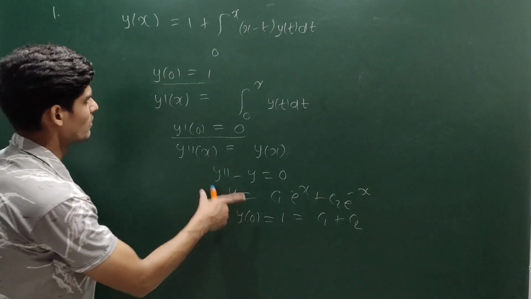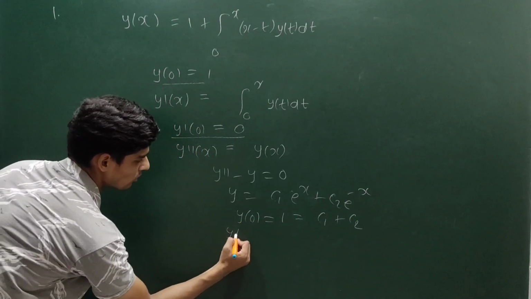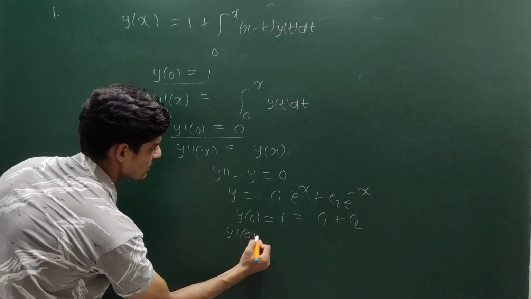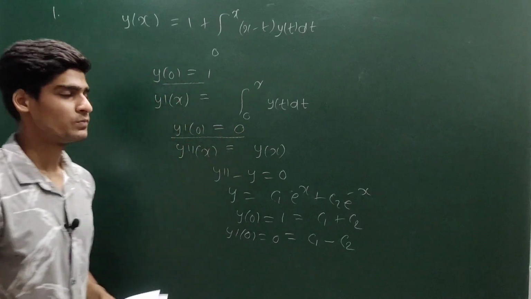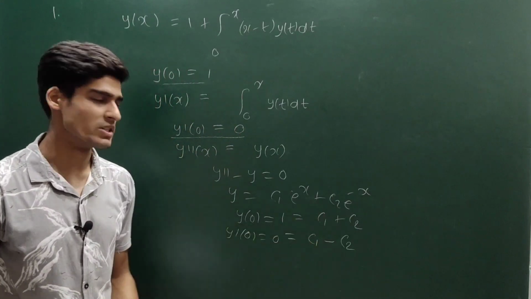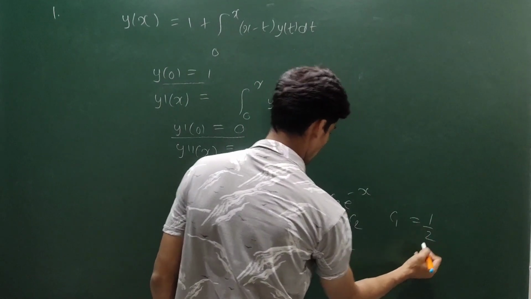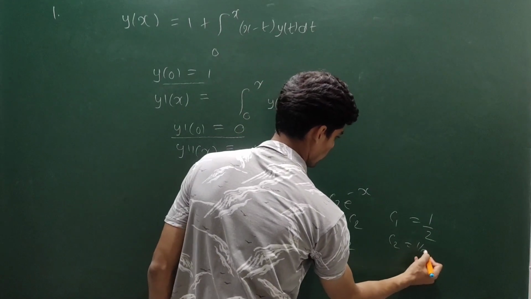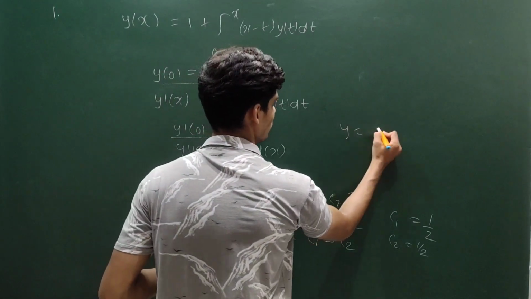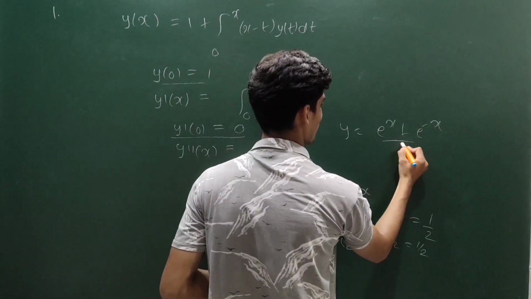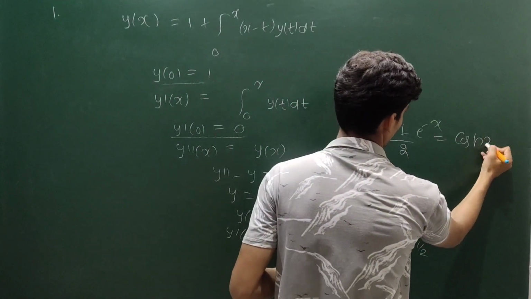Y at 0, your value is 1. So this is c1 plus c2. Now y dash at 0 is 0. If you take the derivative, it will be c1 minus c2. So c1 minus c2 is 0 and c1 plus c2 is 1. If you add these two, you are going to get c1 is 1 by 2 and c2 is 1 by 2. So your y is equal to (e power x plus e power minus x) by 2. This is the solution, and this is nothing but cosh x.